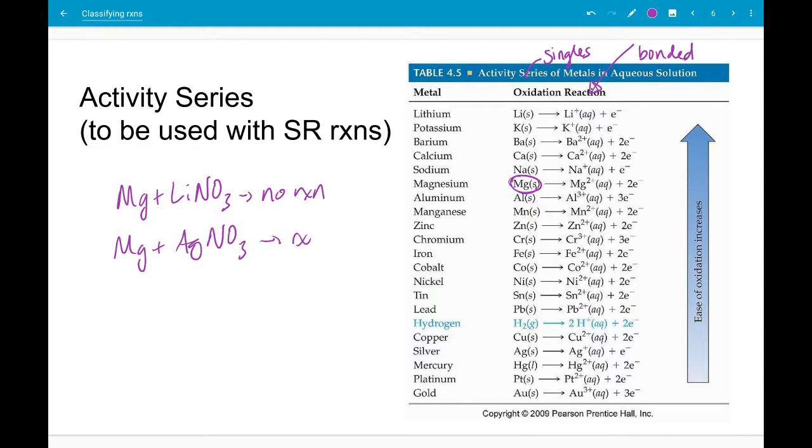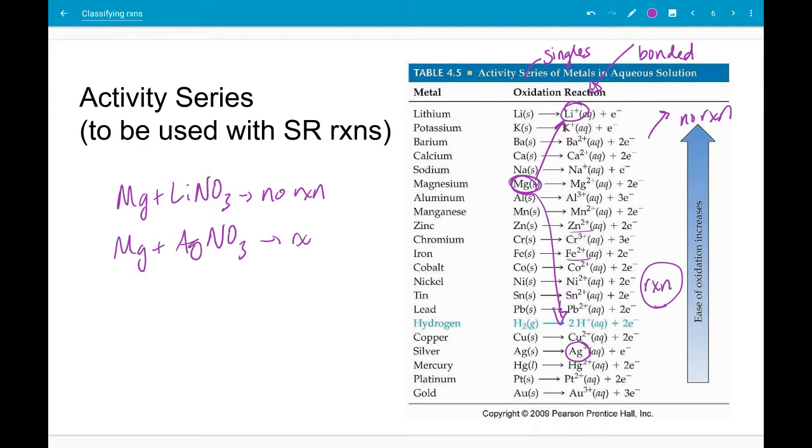So if I have magnesium here and I see lithium bonded, if my arrow goes up, no reaction. But if my arrow goes down, there is a reaction. So that means magnesium plus, let's say, aluminum nitrate or zinc nitrate or iron 2 nitrate, any of these metals below magnesium, there will be a reaction. So if the arrow goes up, no reaction. So if I have magnesium and calcium nitrate, no reaction. So you just have to be careful.